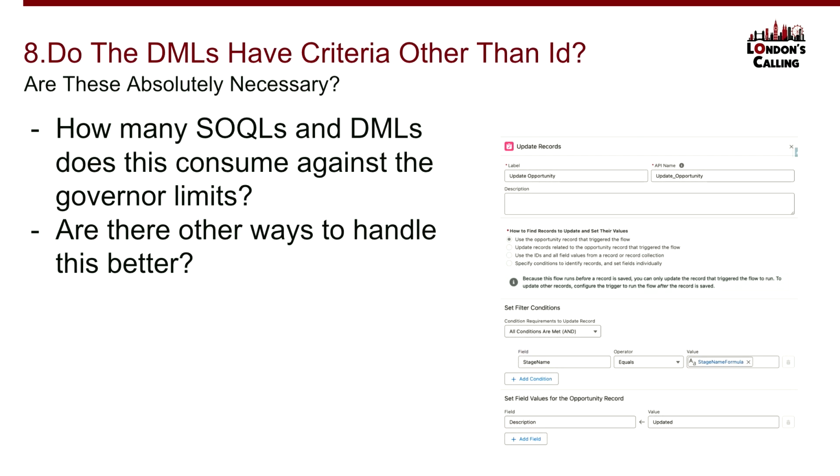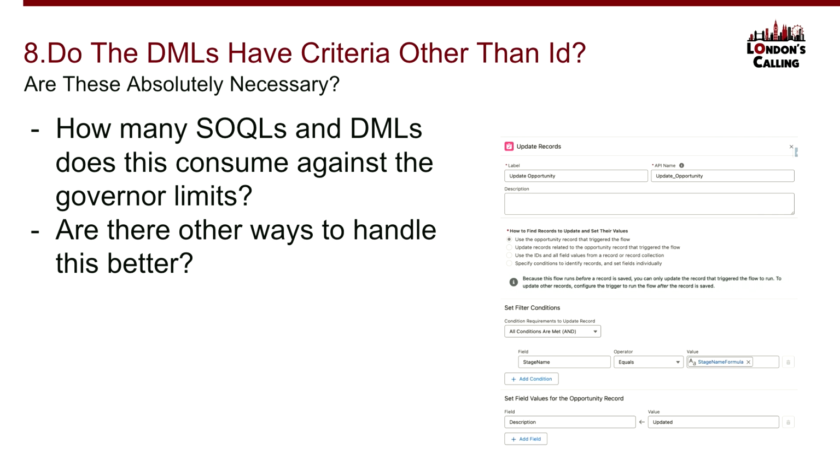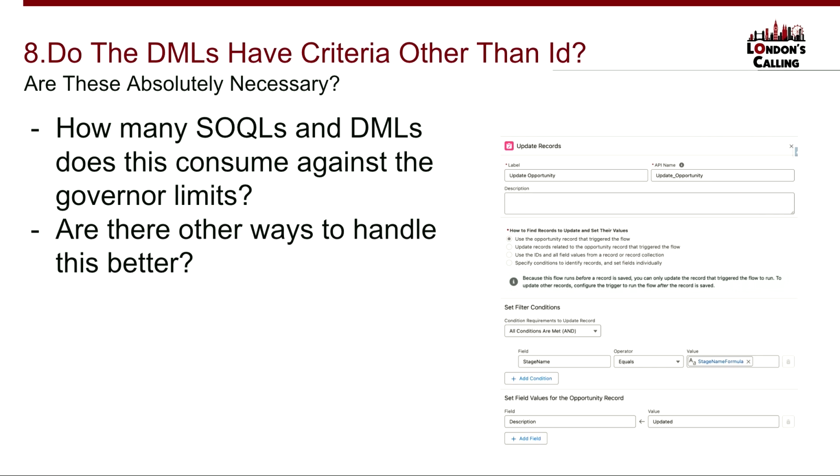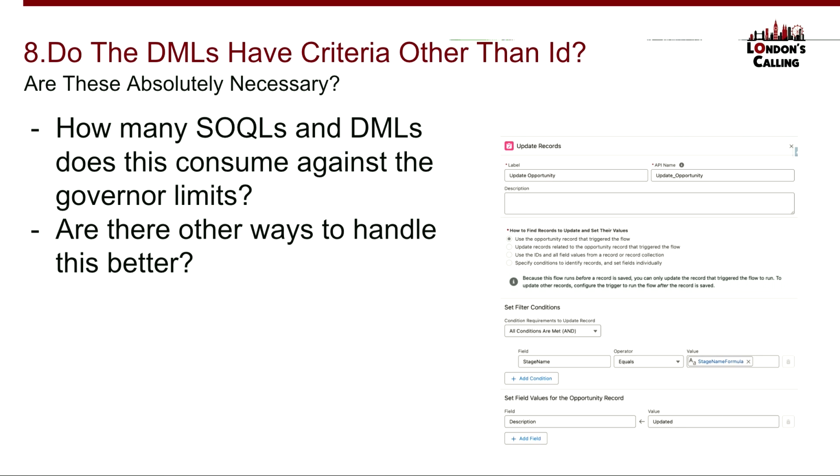So 8, do the DMLs have criteria other than ID? Now, many people don't realize when you say, okay, well, I want to do this update when this variable is null, or when this field value is null, if you have any kind of condition in your update other than checking for ID, you can point to an ID. Do you know what you consume in terms of SQL and DML against your governor limits? It's actually one SQL, one DML. Many people don't realize that.